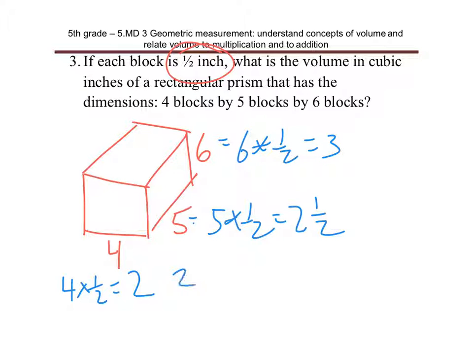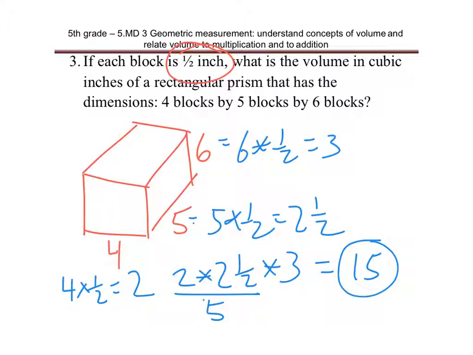So now we have 2 times 2.5 times 3. So let's do these two first. 2 times 2.5 is 5. 5 times 3 equals 15. Okay, so that's one way to do it. It's always good to have multiple ways to do it, though. So let's think about it a little bit more.